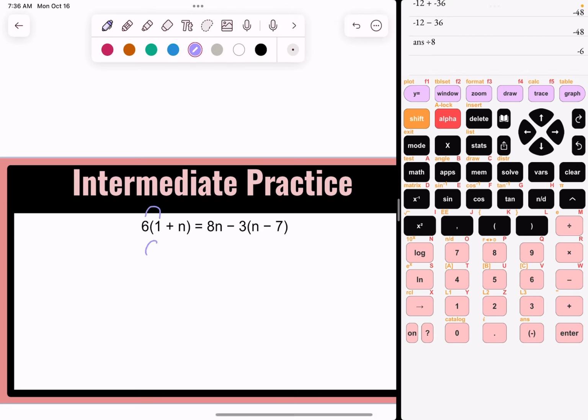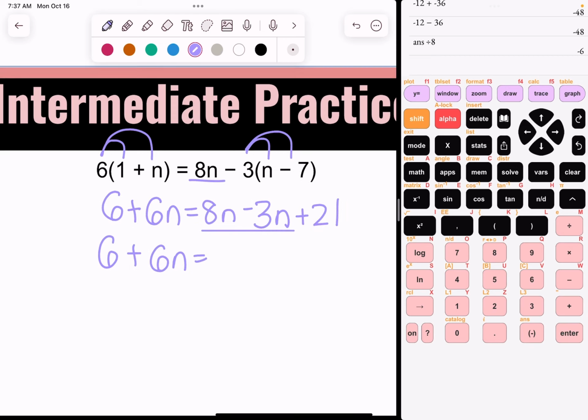6 times 1 is 6, and 6 times n is 6n. On the next side, leave the 8n alone. Then negative 3 times n is negative 3n, and negative 3 times negative 7 is positive 21. Okay. Now I want to combine like terms. 8n minus 3n is 5n plus 21.